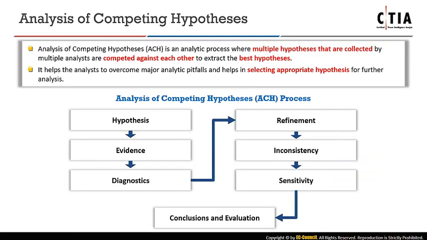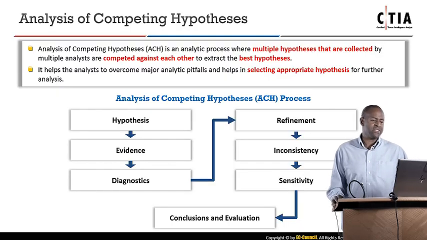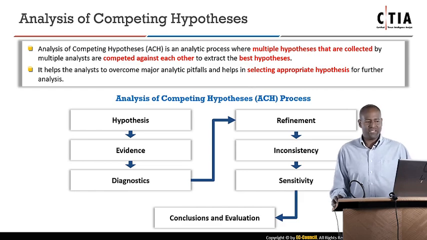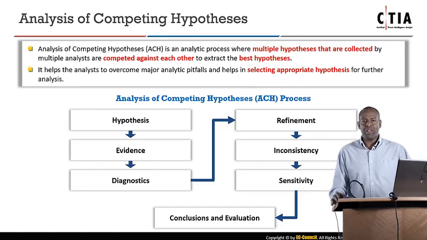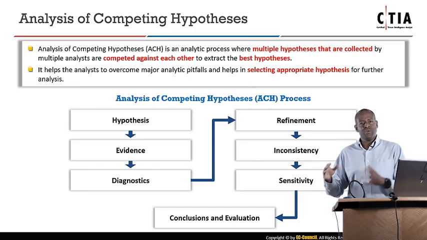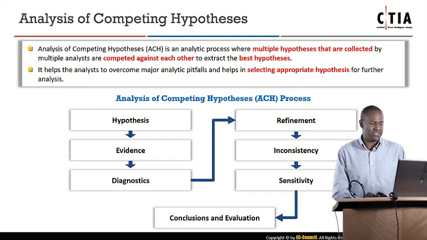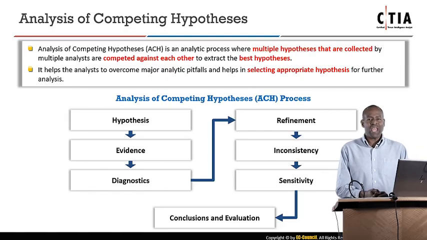All right, let's go to our next section, which is analysis of competing hypotheses. And so with ACH, or analysis of competing hypotheses, we have multiple hypotheses that are collected by multiple analysts. And they're compared against each other. And we have a little competition. And what we want to do in the end is come up with the best hypothesis. And what we want to do is overcome some pitfalls. These are analytic pitfalls. And it helps us to get the appropriate hypothesis and then conduct further analysis.